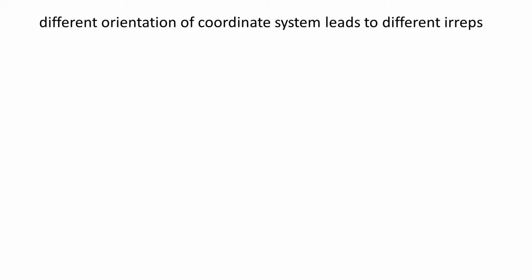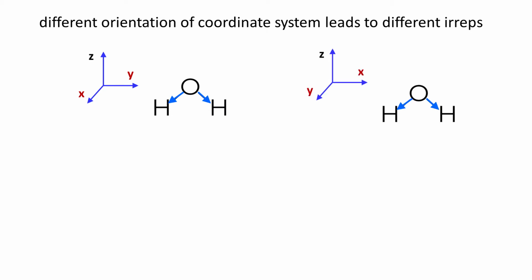Hello everyone! In this video I'm going to talk about orientation of coordinates. The problem is that often there exist 2 or 3 equally good choices of coordinates orientation for a particular symmetry group, and they lead to different irreducible representations.